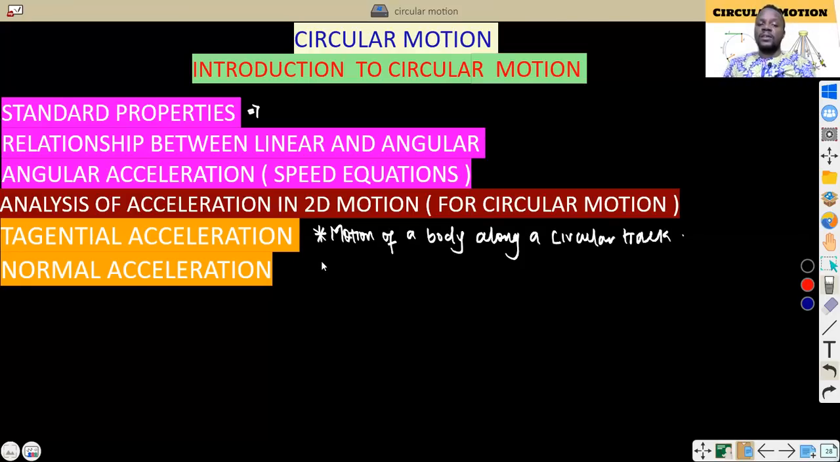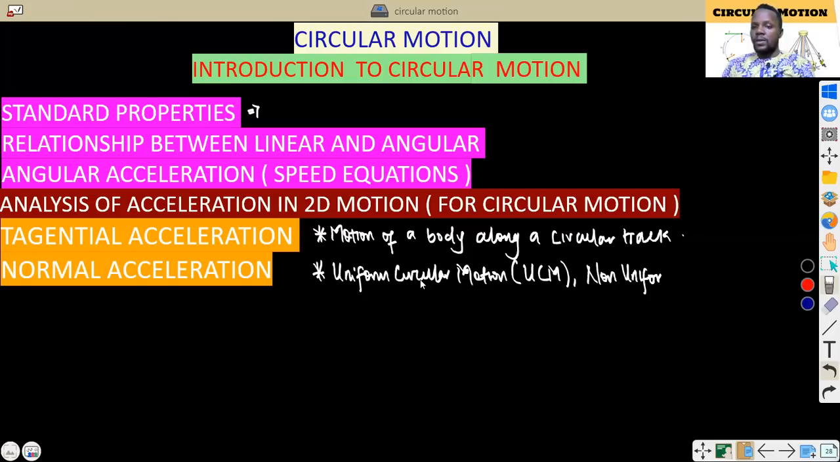The next thing we can say is that they are of two types. Circular motion is classified into two categories. The first one is called uniform circular motion, written as UCM. And the second one is called non-uniform circular motion, which we call NUCM. So you keep all these at the back of your mind, please.